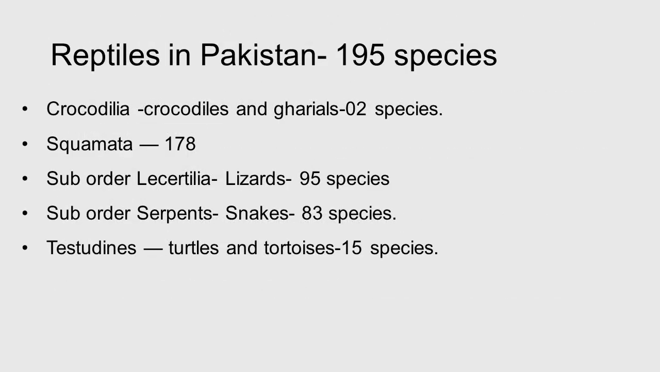Reptiles in Pakistan. About 195 species of reptiles are found in Pakistan. They are divided into main groups: Crocodilia, crocodiles and gharials, 2 species; Squamata, 178 species, including both suborders, Lacertilia, lizards, 95 species, and Serpentes, snakes, 83 species; and Testudines, turtles and tortoises, 15 species.